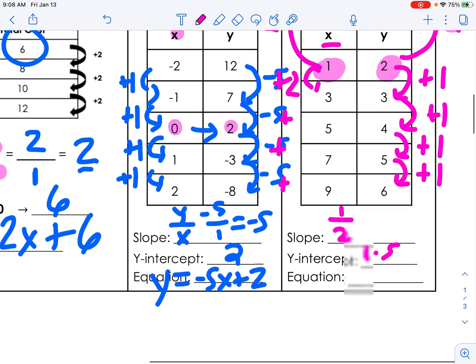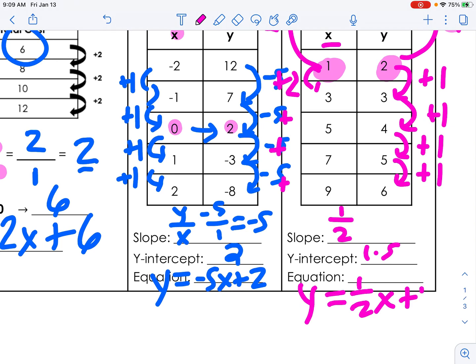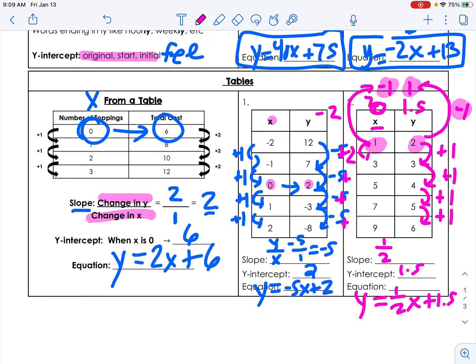So that one was tricky. So your equation is y equals 1/2 x plus 1.5. And there's your review on how to write slope-intercept form from tables.